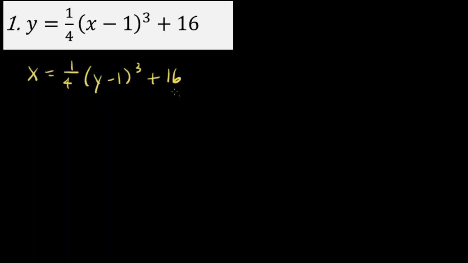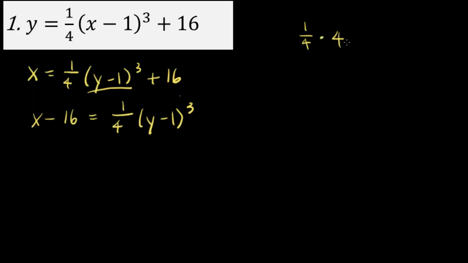All I have to do is move that 16 to the other side. I have to isolate that cube. And so we have x minus 16 equals 1/4 (y minus 1) cubed. Now, how do I make that 1/4 into 1? Well, I have to multiply it by its reciprocal, and that gives me 1.